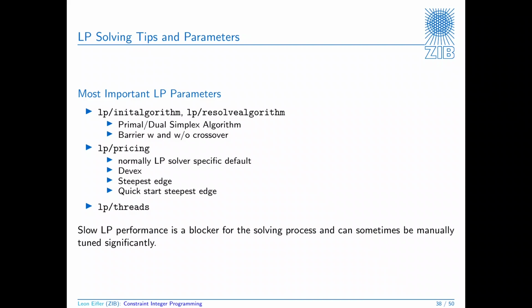You can choose what pricing method to take. Normally the specific default of the LP solver that you interface from SCIP is used. So for SoPlex this would be devex in most cases. And you can set the number of threads if the LP solver supports that kind of thing. Note that slow LP performance can be a blocker for the solving process because you solve so many LPs. And sometimes you can do a lot of things here manually that can improve your actual solving capabilities.